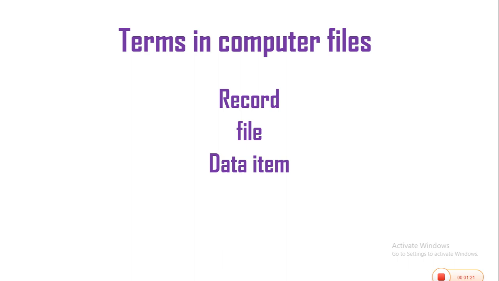When you collect related records together, like the name of a child, if a student is an entity, her surname, her first name, her date of birth, these are her records. Now when you collect related records together, they become a file. A data item is another term in computer files. A data item is an item or an object or an entity for which you want to create a file.